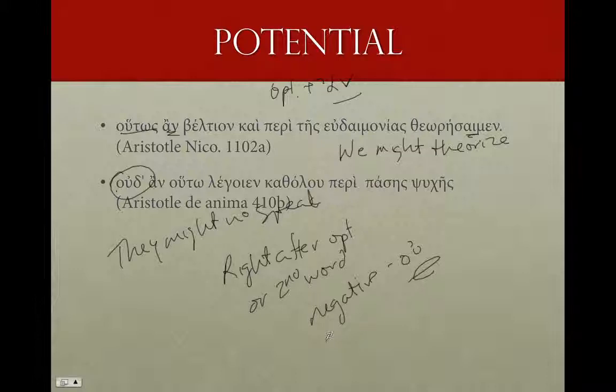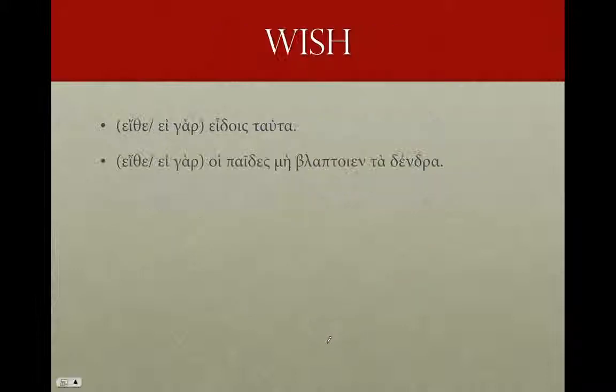So the first use of the optative is going to be the potential. Look for that an. The second use is going to be as a wish. And the wish can sometimes, not always, be introduced by ei gar or eithe. Either one of these two, or nothing at all. So really the optative is by itself. Right, so the optative by itself equals a wish. Sometimes we can add these eithe or ei gar. So eithe eidois tauta, and it's a matter of aspect. So it's a wish for the future. If only you would see this. Right? I wish you would see this.